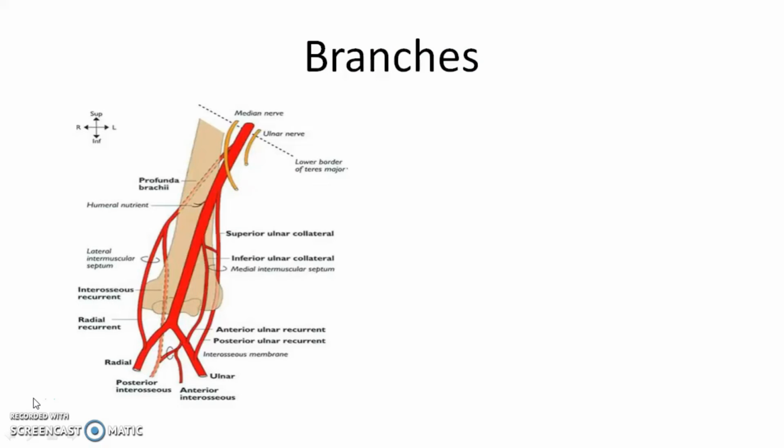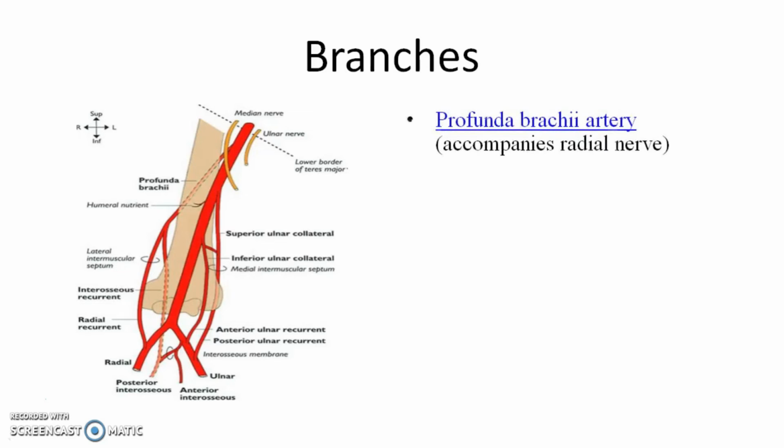Now talking about the branches of brachial artery, we will be having 5 branches coming out from the brachial artery. So the first important branch what we are going to see is profunda brachii artery. Profunda in the sense it indicates deep. Brachii in the sense it is going to supply the arm region. So we will be having an important branch coming from the brachial artery as profunda brachii artery. This is an artery which is going to accompany the radial nerve in the spiral groove which we seen before.